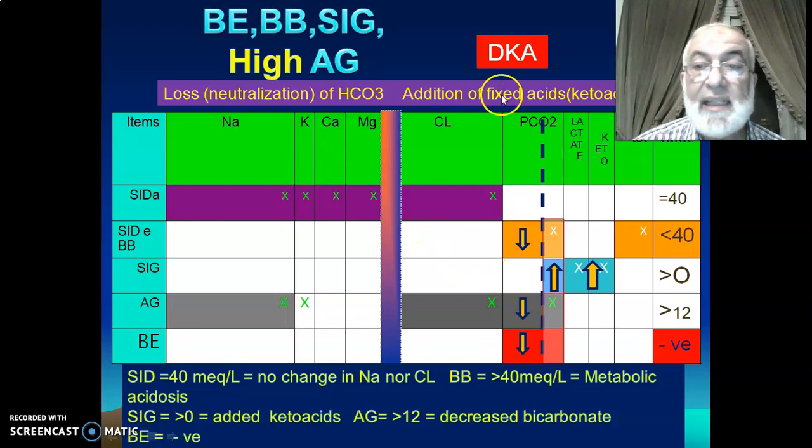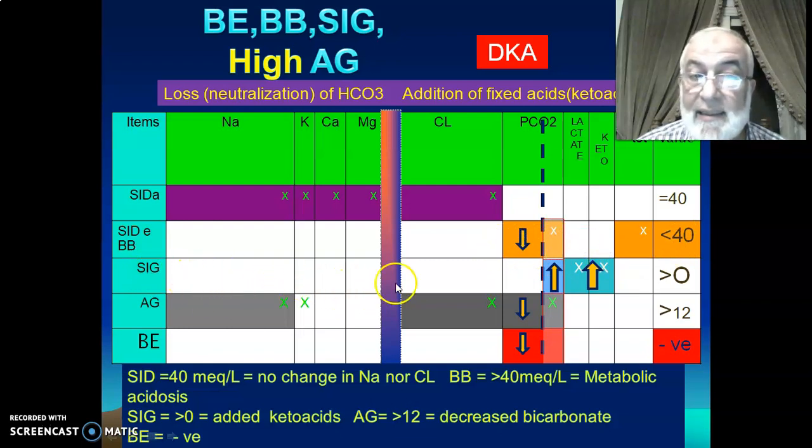Lastly, this is the DKA. DKA is an addition of fixed acid, which is the keto acid. This neutralizes part of the bicarbonate, so there is loss of bicarbonate. In DKA, there is no change in sodium and no change in chloride, so the strong ion difference is normal. But when you look at the buffer base, there is loss of bicarbonate, it is less than 40. It is a metabolic acidosis.